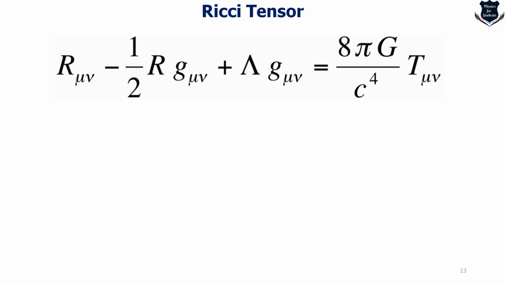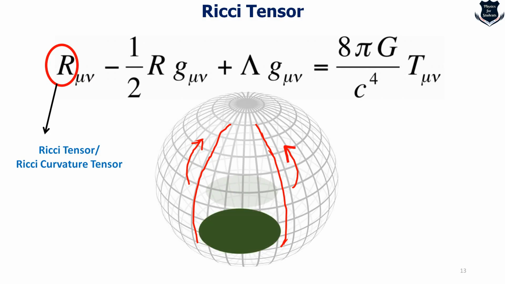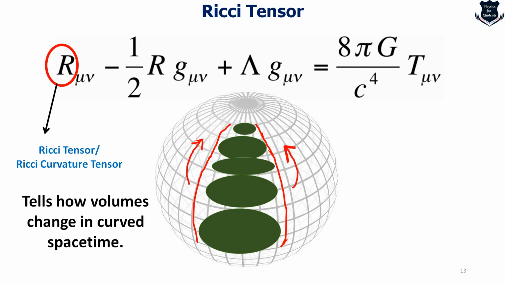Now we explore the components of the Einstein field equation one by one. For that, first we explore this R. This is called the Ricci tensor, or Ricci curvature tensor, and it tells how a volume moves in a curved space. Now, imagine this to be a sphere, and you see that these lines, or geodesics technically, are converging at a point. This means it has a positive curvature. If I take a volume and start moving through this, you will see that it is shrinking. So the shrinking tells how volume changes in curved space-time.